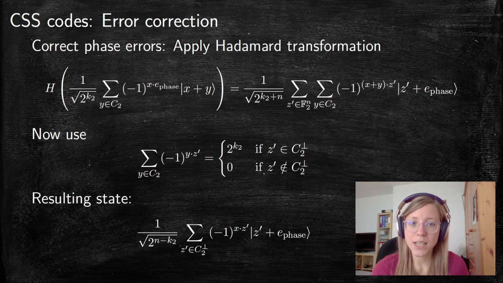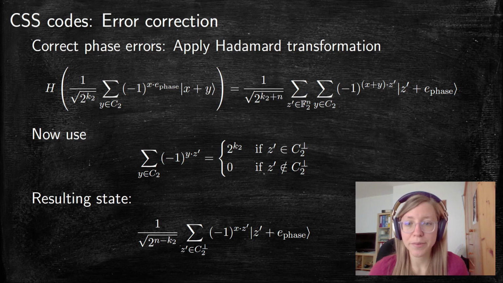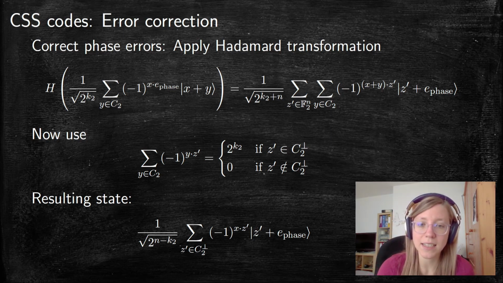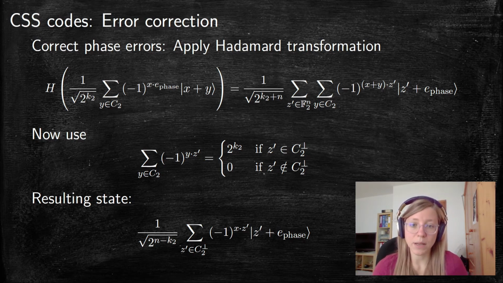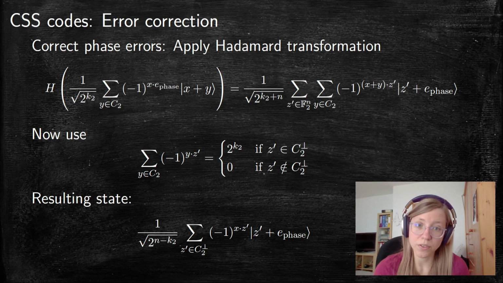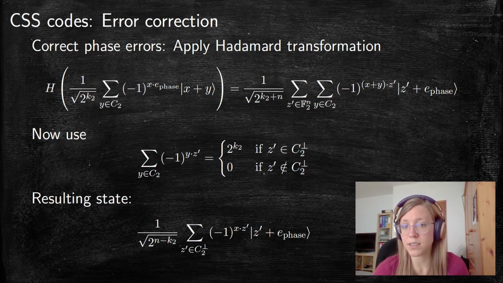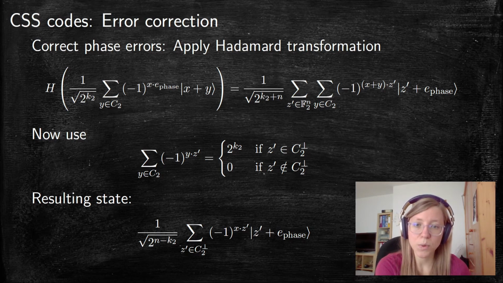So if we use this, then we can simplify the expression above, and the resulting state is now 1 over the square root of 2 to the power of n minus k2. The sum now goes over all z prime in the dual code of C2 because all the other terms are 0. And in the sum we have -1 to the power of x times z prime and the state z prime plus e phase.